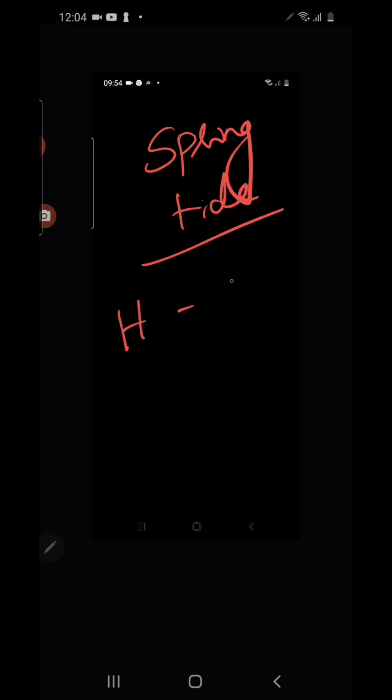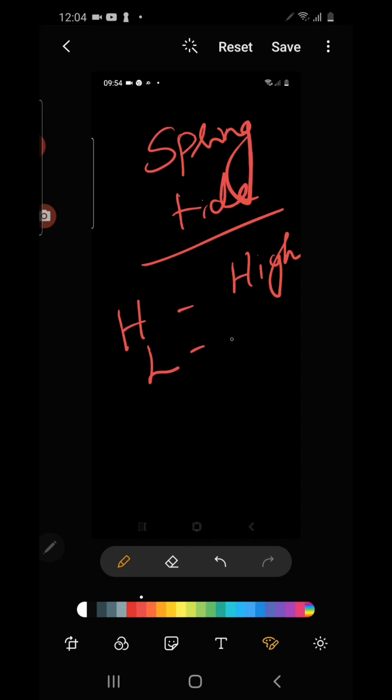Spring tide means what? How can we define it? Spring tide means high tide will be higher than the normal high tide and low tide will be lower than the normal low tide. Otherwise we can say high tide will be higher and low tide will be lower.